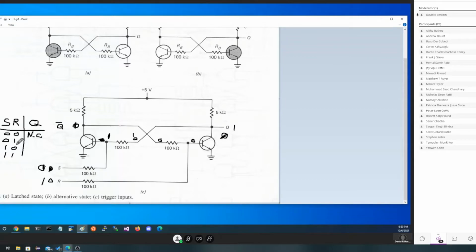If we push reset, Q becomes reset. That's even if we push it 10 times in a row, it stays reset. If we push set, it becomes set. If we push them both, what do you think happens?